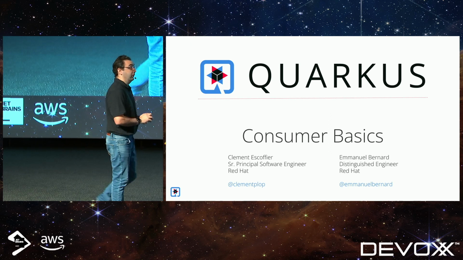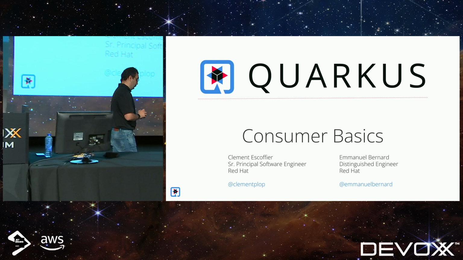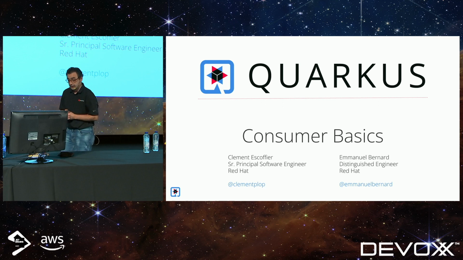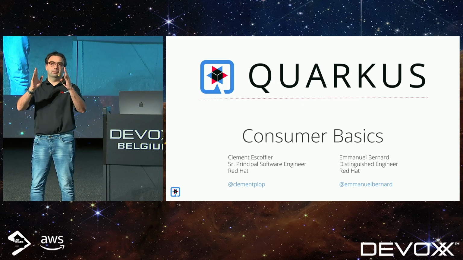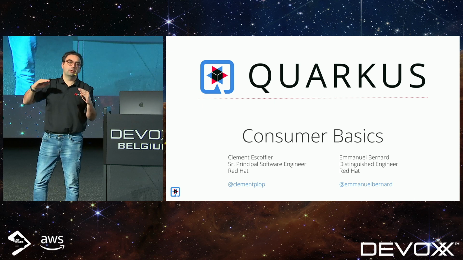And at Red Hat, we have the chance to have a group of people who are contributors to the Apache Kafka project. And I have discussions with them pretty regularly. And one day, one of them told me, well, the producer complexity is that. The consumer complexity is that. So consuming is actually a lot more complicated than producing to Kafka.